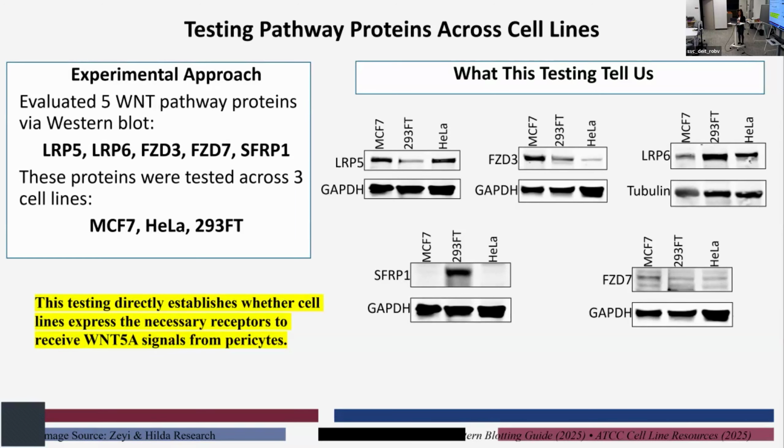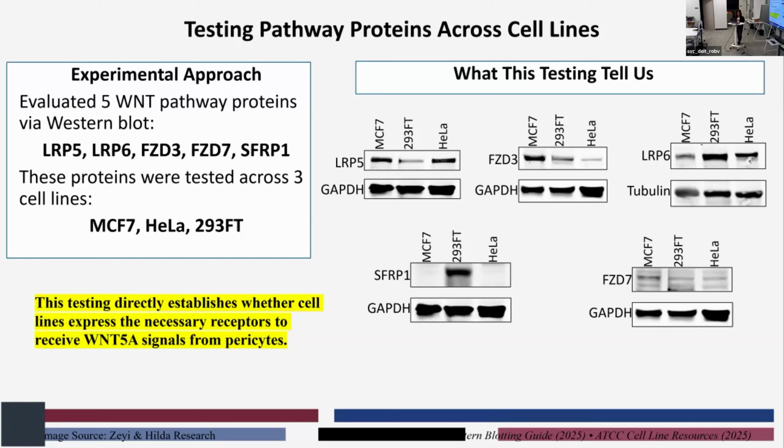The proteins are then transferred onto a membrane and exposed to antibodies that specifically recognize the protein of interest. If the protein is present, a visible band appears on the membrane, and the location of the band tells us whether it matches the expected molecular weight, while the intensity of the band gives an idea of the relative amount of protein present. And comparing these bands across the different cell lines helps determine which cells express each receptor and which models may be most appropriate for future studies involving the Wnt5A signaling.